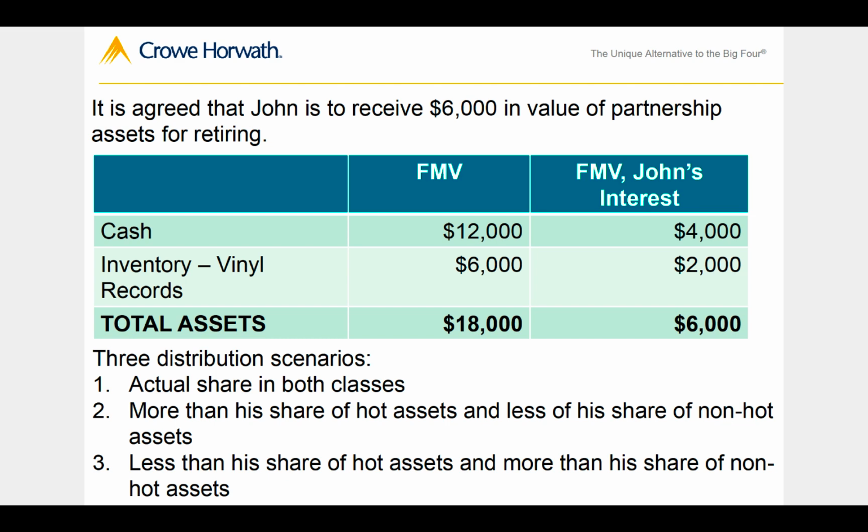So let's go, looking at Scenario 1, actual shares in both classes. If we were to distribute $4,000 of cash to John and $2,000 of inventory to John, Section 751 would not apply. And it would not apply because John would have received a proportionate share of distribution. 751 is only going to apply when it's a disproportionate share of distribution. So these next few slides are going to talk about a disproportionate share.